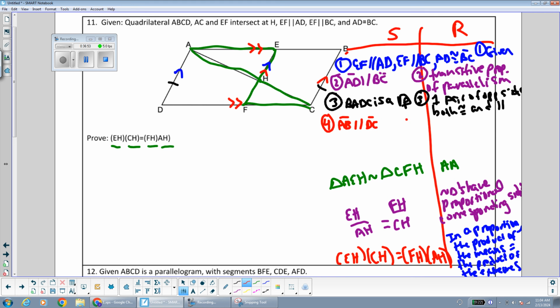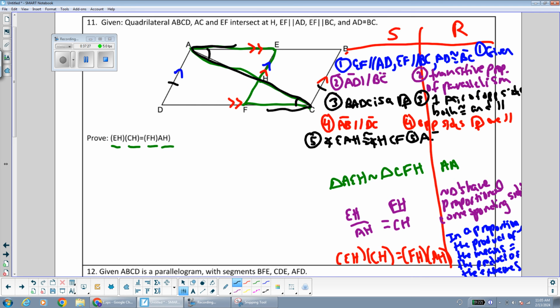And that's because opposite sides of a parallelogram are parallel. And that was important because now if you take a look at your letter Z, you can say that the alternate interior angles are congruent. So I'm going to put that here. Angle EAH and angle HCF are congruent. Sorry for this messy congruent symbol.